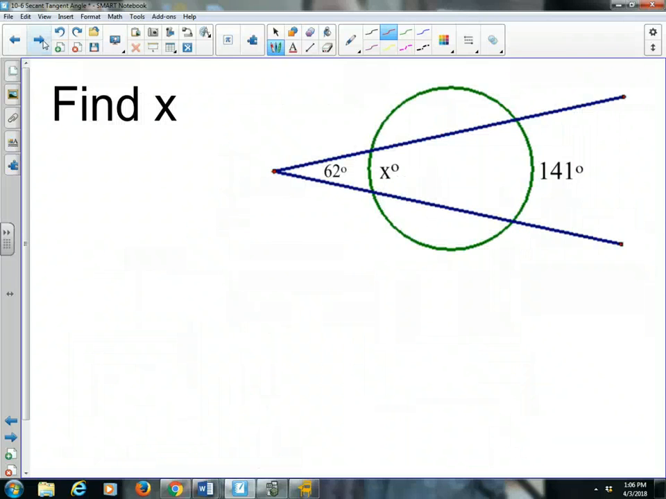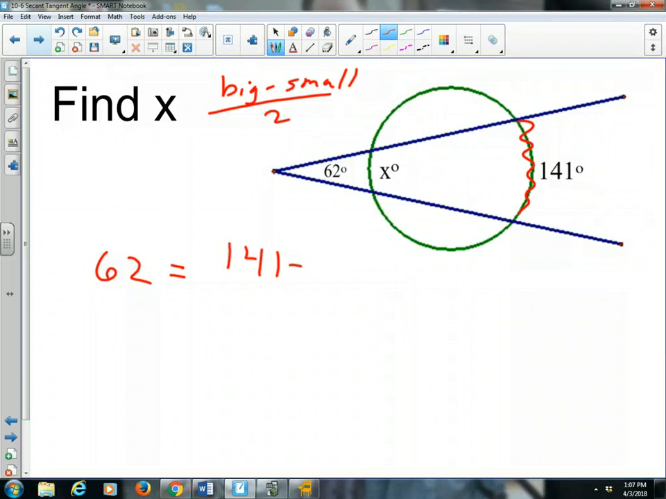All right, on this one, here we have two secants intersecting outside of the circle. So when two secants intersect outside the circle, this is the big arc minus the small arc divided by 2 formula. So the angle, 62, that equals the big arc, 141 degrees, minus the small arc, x degrees, divided by 2.